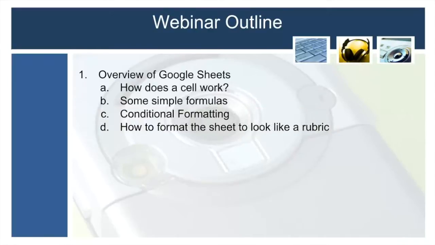We're also going to take a look at some of the quick ways to format the sheet so it actually looks like a real rubric. We can change the column widths and the row widths, and we can merge cells, meaning we can combine cells together.